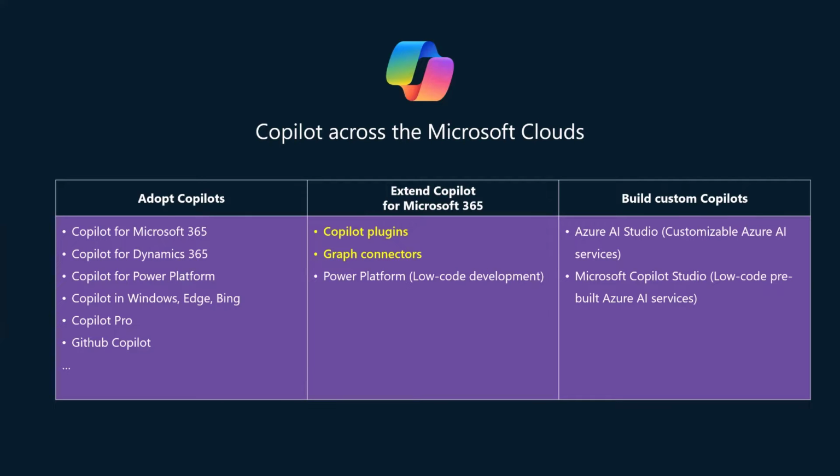And there's two primary ways to do that. One is with Copilot plugins, and the other is graph connectors. And I'm going to show both of them today.